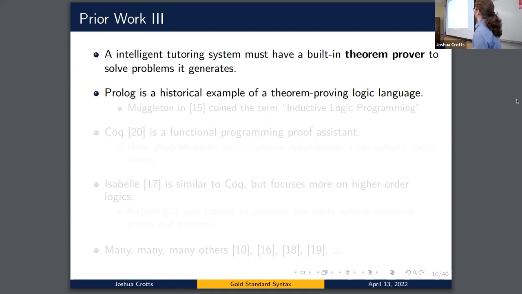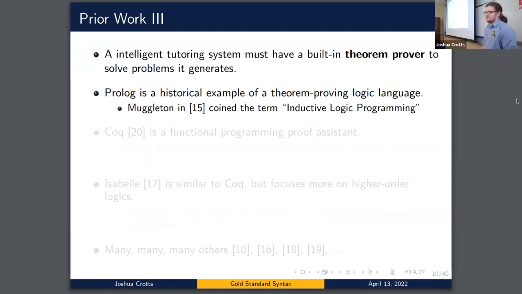of a theorem proving programming language is Prolog. And to go along with that, Muggleton actually coined the term inductive logic programming. With Prolog, you give it a database of facts and rules, and then you can deduce other information from the facts and the rules. Inductive logic programming works a little bit backwards. You give it the background knowledge and a hypothesis, and that can produce other rules from that.